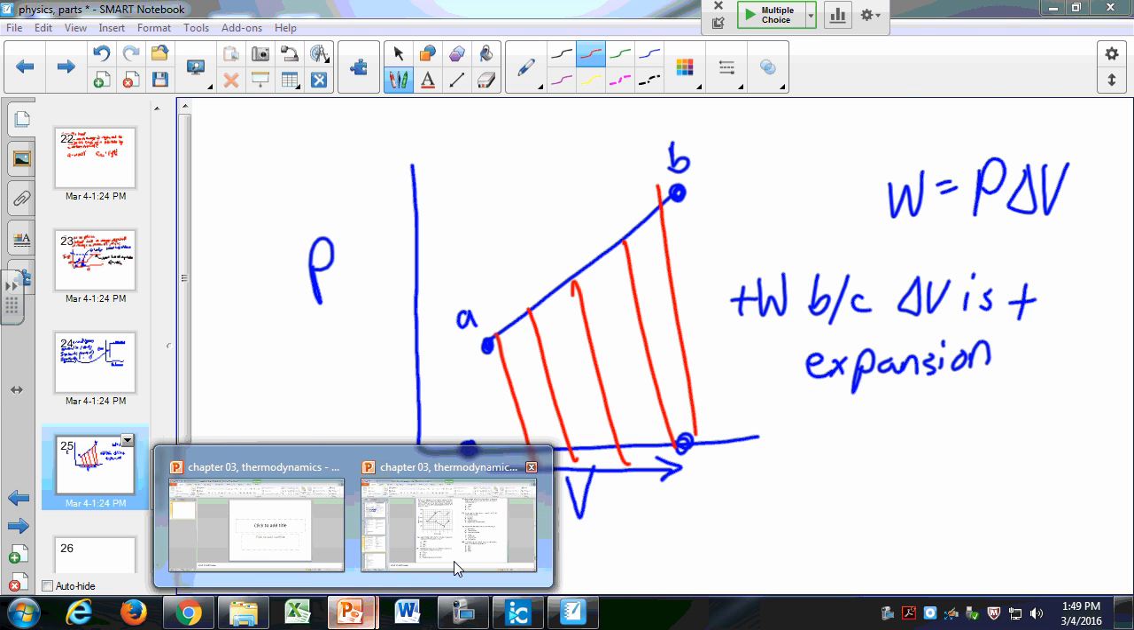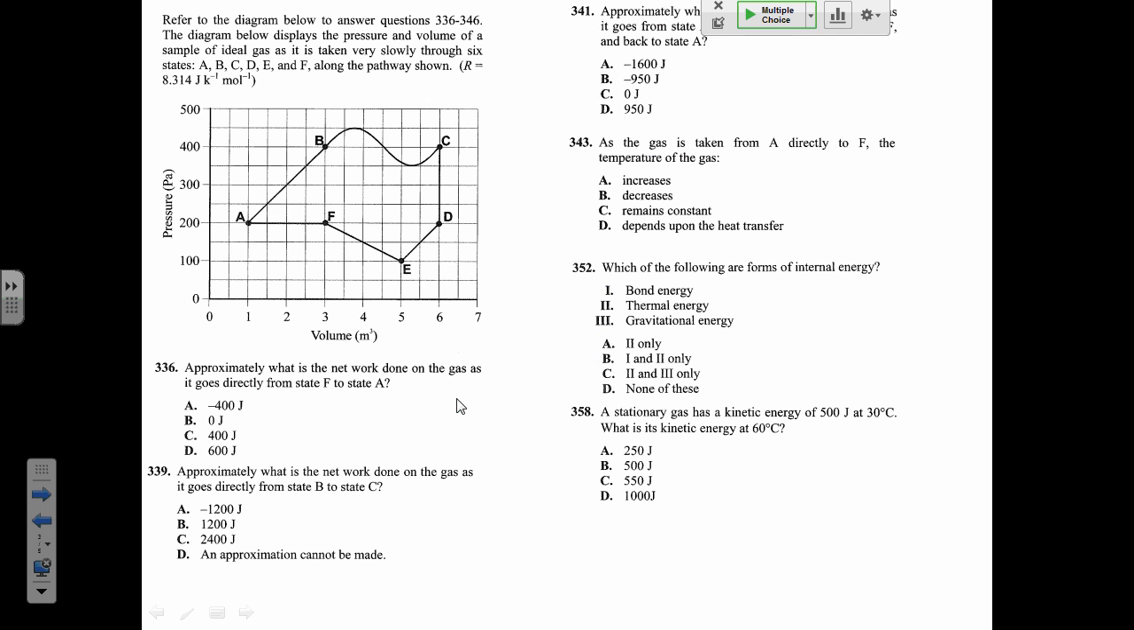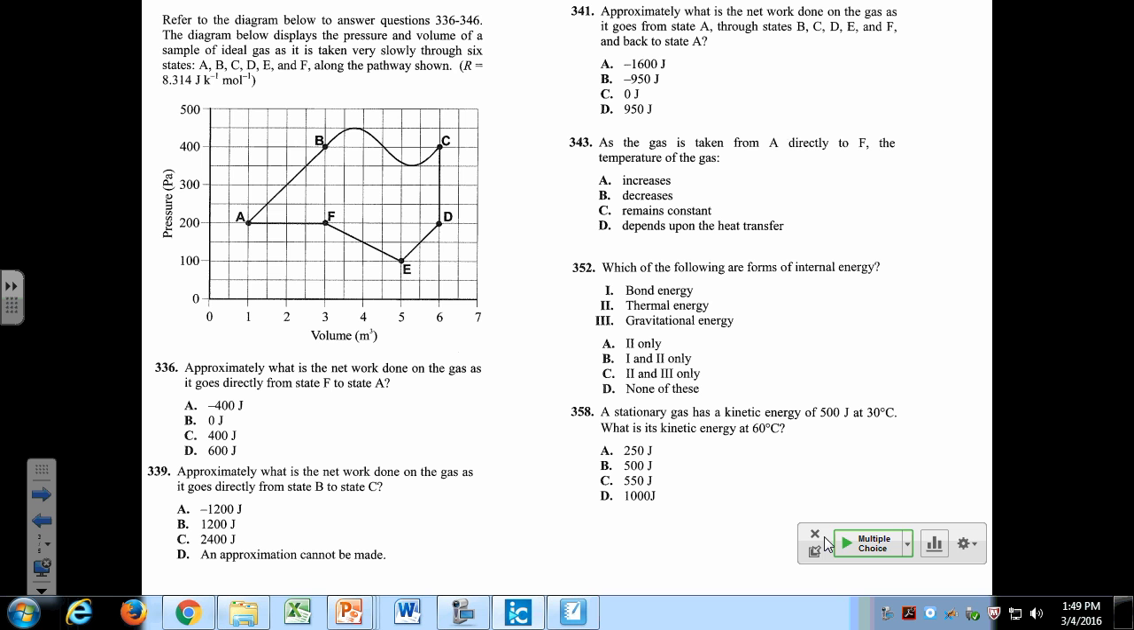I gave you some in your handout. There's a little passage problem at the back, where you have this diagram and you have to interpret it. Notice here on this, I have my pressure in pascals, that's the SI unit, volume in cubic meters, and then I have different points, A through F.